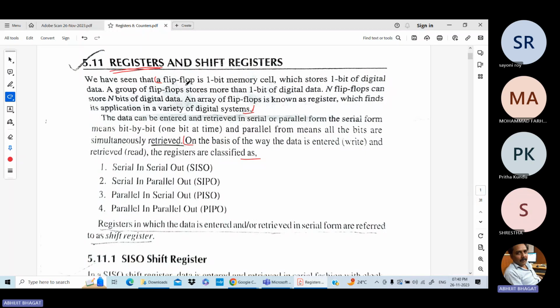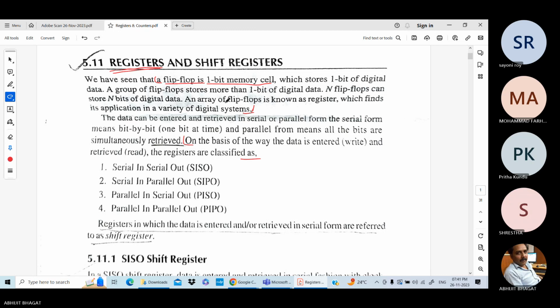Previously, we discussed the flip-flop. So flip-flop is a 1-bit memory cell. You can store 1-bit data in a flip-flop. Register is a group of memory cells or a group of flip-flops. When you store more than 1 bit, then you use a number of flip-flops. So a number of flip-flops for storing more bits is called the register.